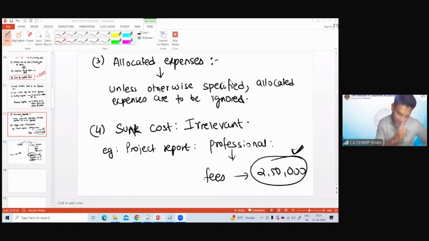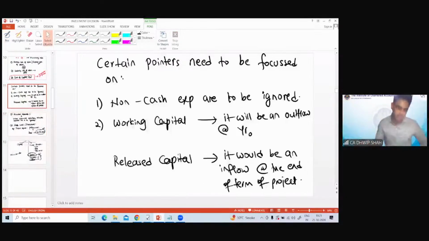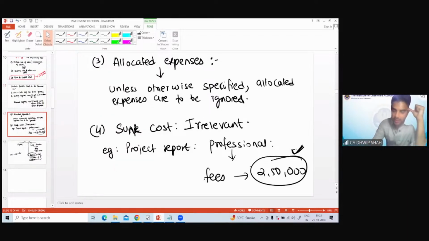Irrelevant. So again, quickly revise the certain pointers, the crucial aspects of investment decision. First, non-cash expense is to be ignored. Second is working capital. Working capital will be a cash outflow at year 0, and release of working capital would be an inflow at the end of the term. Third was allocated expense. Allocated expense is all about common cost. Unless otherwise specified, allocated expense is to be ignored. Likewise, sunk cost is also irrelevant, because whether you accept the project or not, that cost has been incurred, that paisa has sunk. So again, sunk cost is irrelevant.